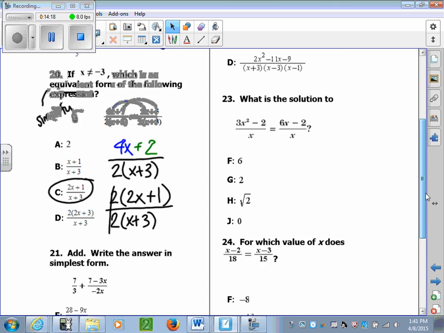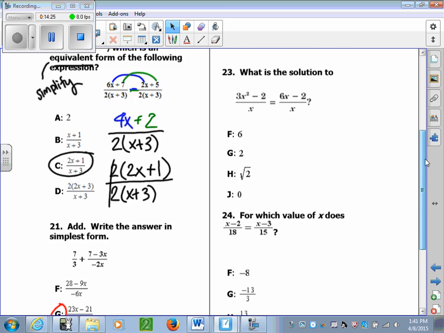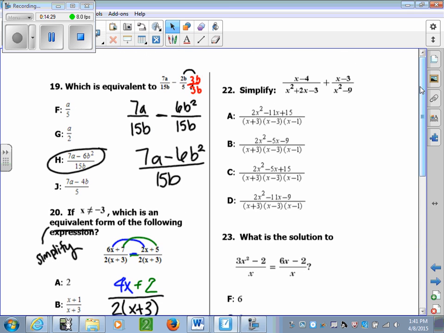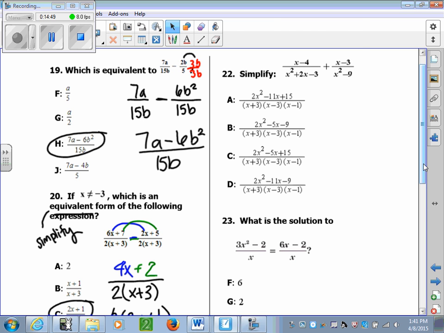Alright, then let's skip 21. The answer for 21 is G, but for the sake of time, I'm going to skip it. Let's go over here and do a few of these solving ones. So we're going to skip 22 as well, but, well, you can't skip it. I'm going to skip it. 22, the answer, though, is A. You need to show your work for credit on that.